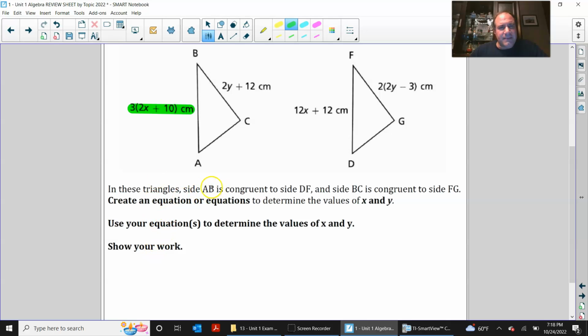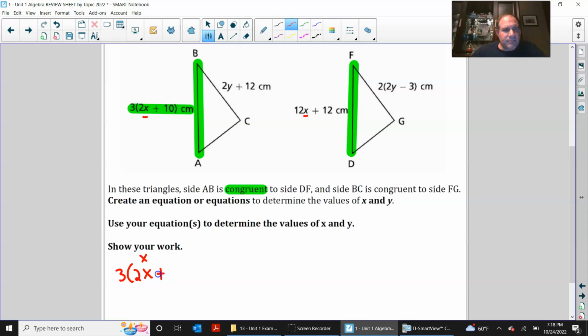Your side AB, which is this, is congruent, equal, to DF. If they're saying these sides are equal, then X is in both of these equations, so I'm obviously going to solve for X. When I solve for X, it is going to be 3 times 2X plus 10 is equal to 12X plus 12. I'm not just setting them equal just to set them equal. They told me they were congruent.